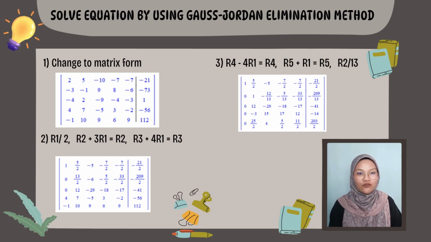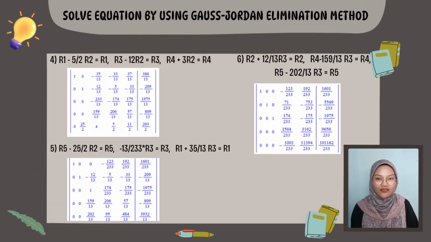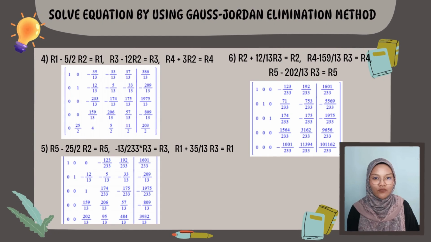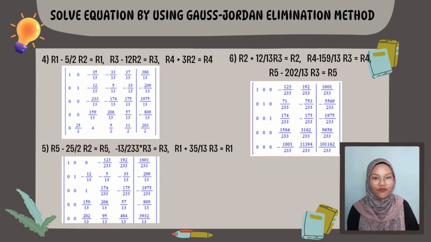Next, row 4 minus row 1 multiply by 4. Row 5 plus row 1, and row 2 divide by 13. Next, row 1 minus 5 over 2 multiply by row 2. For row 3 minus row 2 multiply by 12. For row 4 plus row 2 multiply by 3.